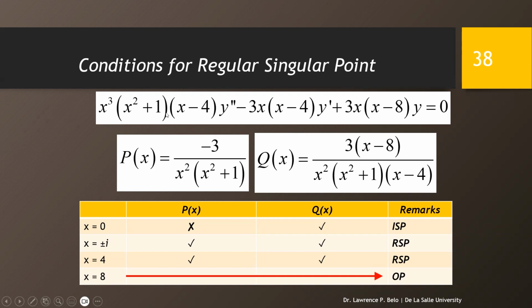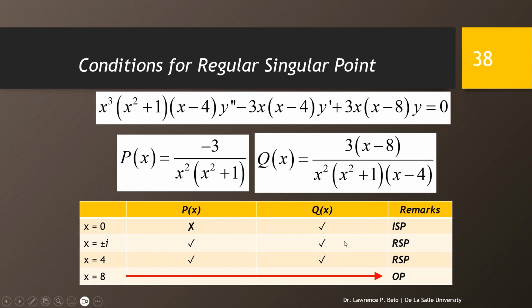Plus and minus i. You know that the plus and minus i is from x squared plus 1. And it appeared only once. So that means it passed p. For q, it also has a power of 1. It passed q. For 4, 4 is here. It does not appear in the denominator. According to the test, it should not be higher than 1. So 0 is not higher than 1. It passed the test. In here, it should not be higher than 2. 1 is not higher than 2.